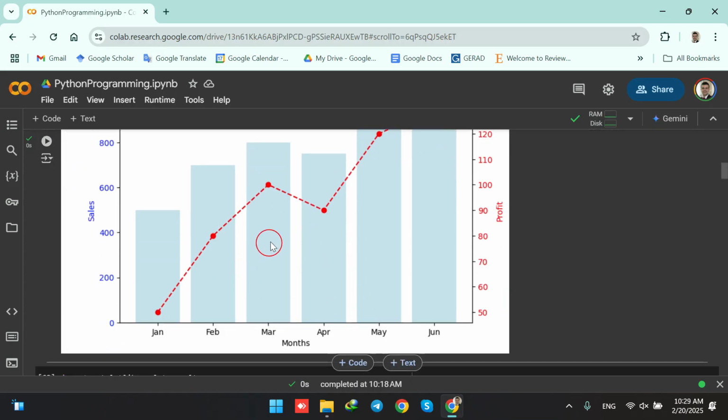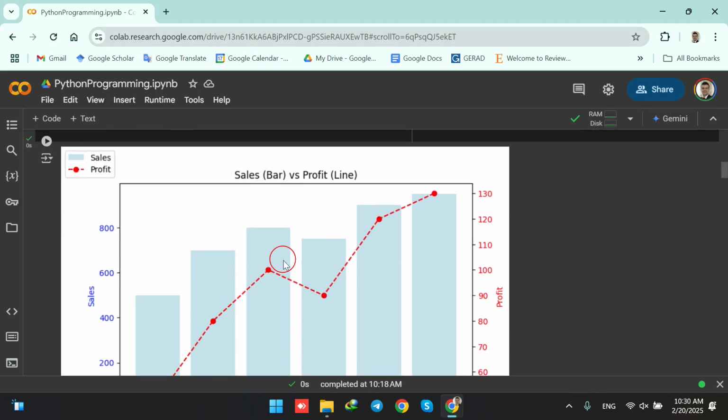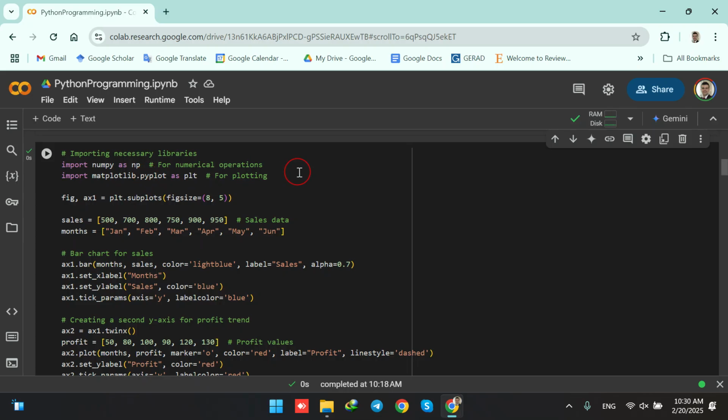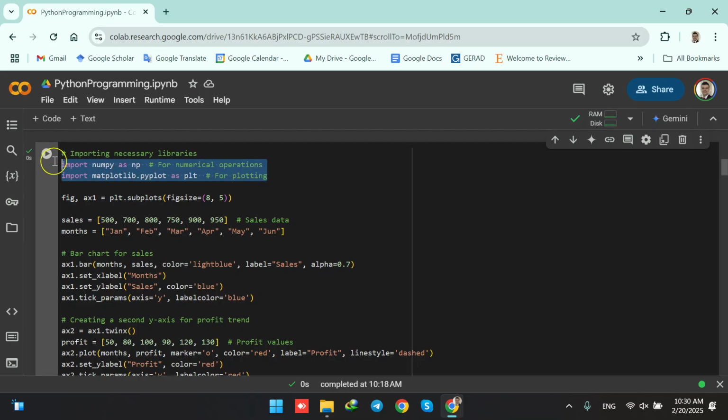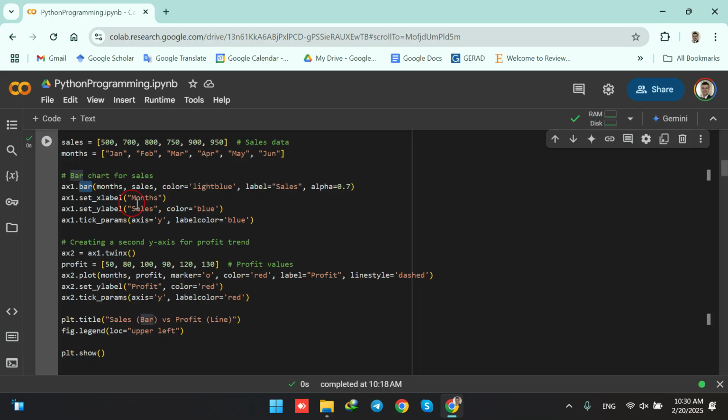And it's very important to have the right figure so the correct insight can be easily taken from the figure. Okay. And if I want to draw this, we simply import the necessary libraries. After that, we are having the size of the figure, and then we are having the sales and the months. For the bar chart, I'm having the function here: month, sales, color, label, and alpha, the transparency level, and the labels.